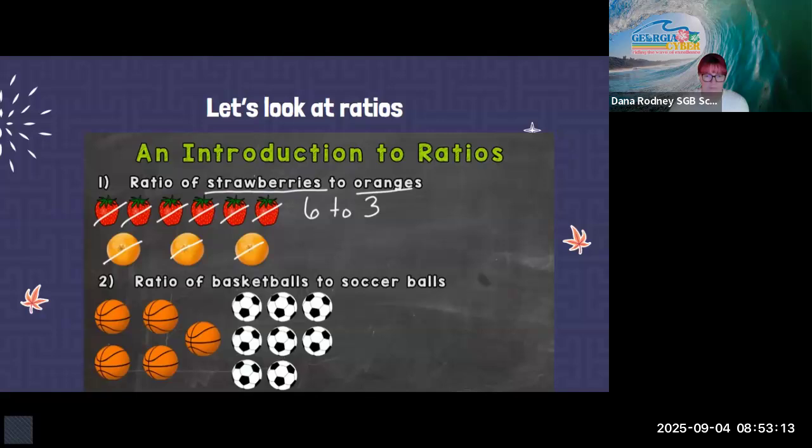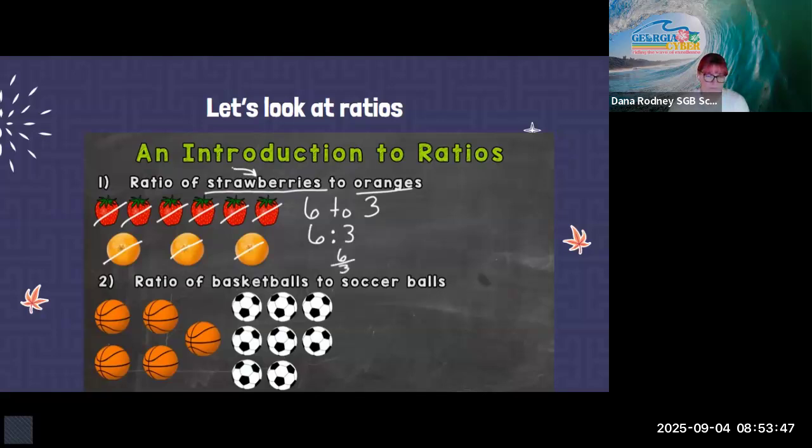And again, strawberries has to come first, the 6, because it comes first in our ratio problem, strawberries to oranges. We can also use a colon to represent this ratio. So 6 to 3, or we can use a fraction. Whatever your numerator is, the top number, that's what comes first in your ratio. So 6 strawberries to 3 oranges.